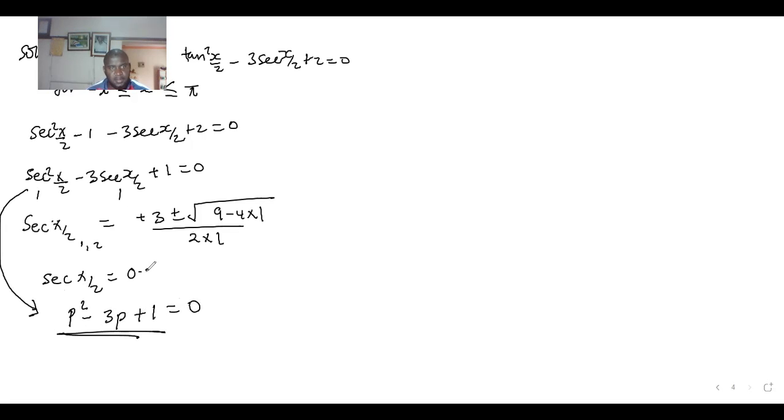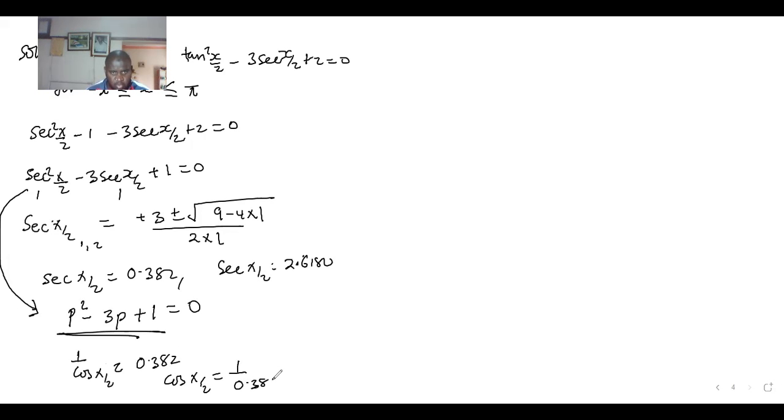0.382 and 2.618. But remember sec is 1 over cos. So 1 over cos of x over 2 is 0.382. You see that cos of x over 2 is 1 over 0.382. But this one is impossible because it is going to give you a value greater than 1. That one is impossible.